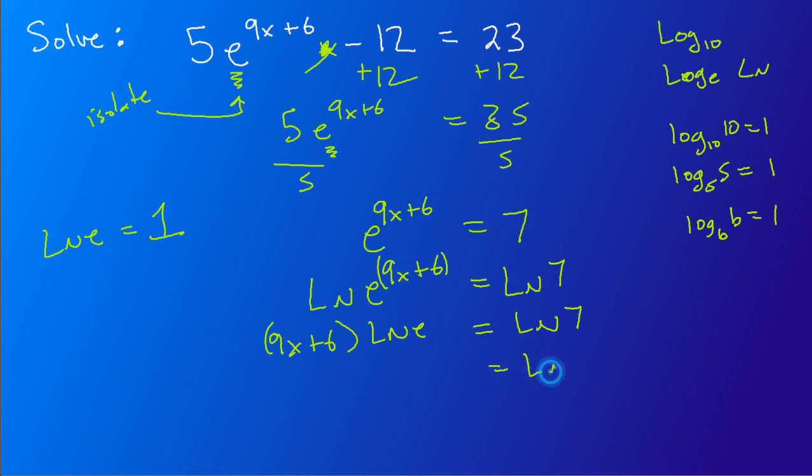So we're going to have ln 7, and I have 9x plus 6. I'm going to subtract the 6 and divide by 9. So I have natural log 7 minus 6 divided by 9. All right, so what is that approximately? We go ahead and we put that into our calculator.